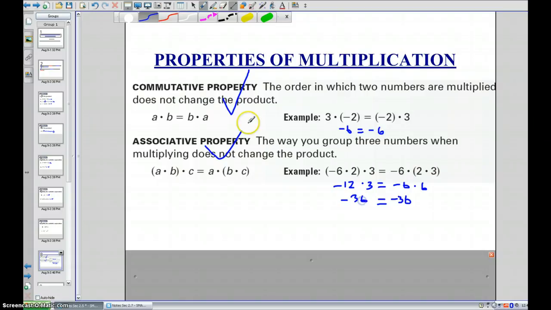So perfect. So that would be the commutative property, the associative property, the way in which we do our multiplication in terms of going from one number to the other. The way in which two numbers are multiplied will not matter. Our final answer will not change. And the way in which we group our numbers when multiplying does not change the actual product.